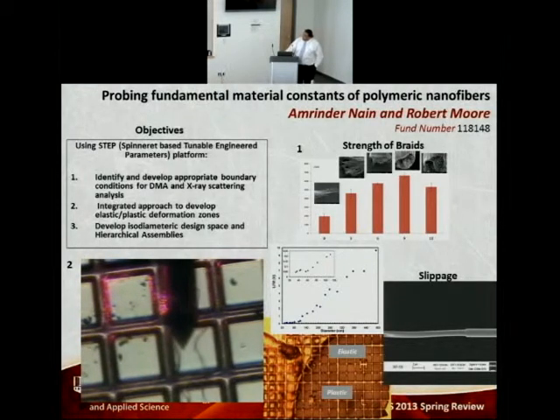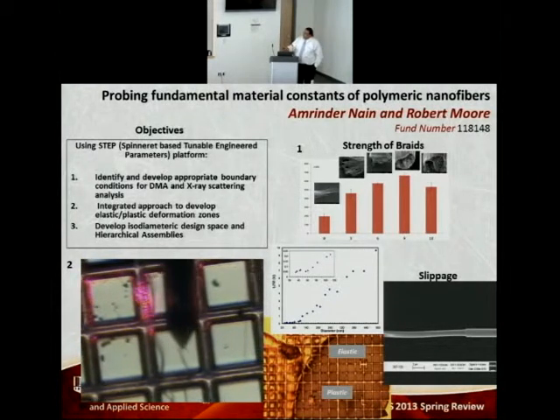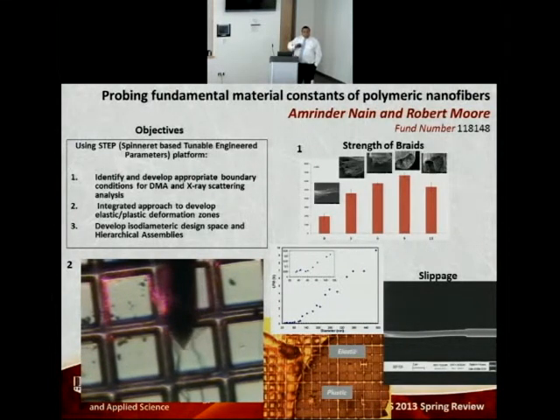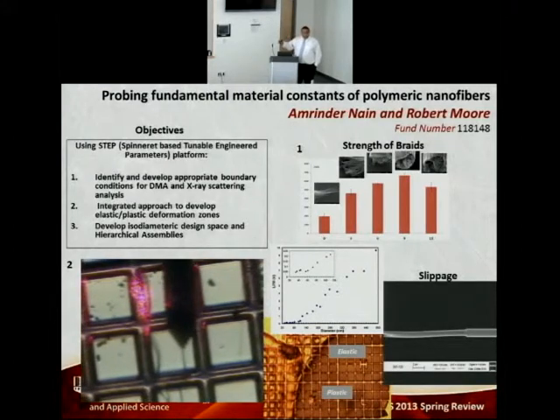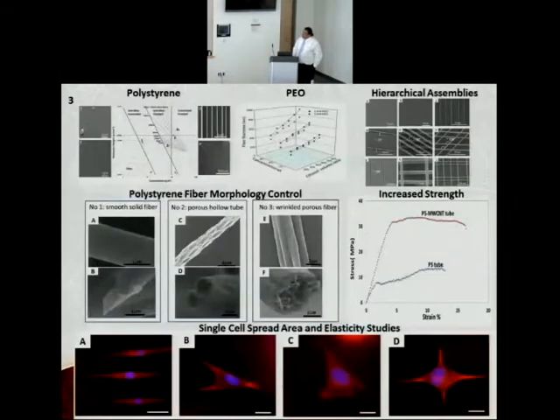So the third goal of the project was to develop isodiametric design space and hierarchical assemblies from that. Isodiametric, by the word itself, means lines of constant diameter. So we developed this platform in which these vertical lines that you're seeing range from 80 nanometers all the way up to 800 nanometers. So these lines are lines of constant diameter. This is a chart that shows molecular weight and the solution concentration.